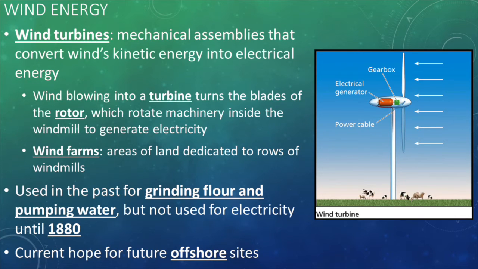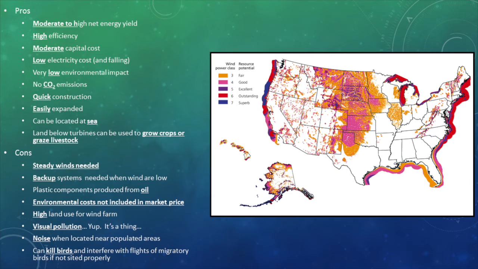Due to land and sea breezes along coastlines, there's currently a push to build wind farms along the coastlines of the United States. So what are our pros and cons here?